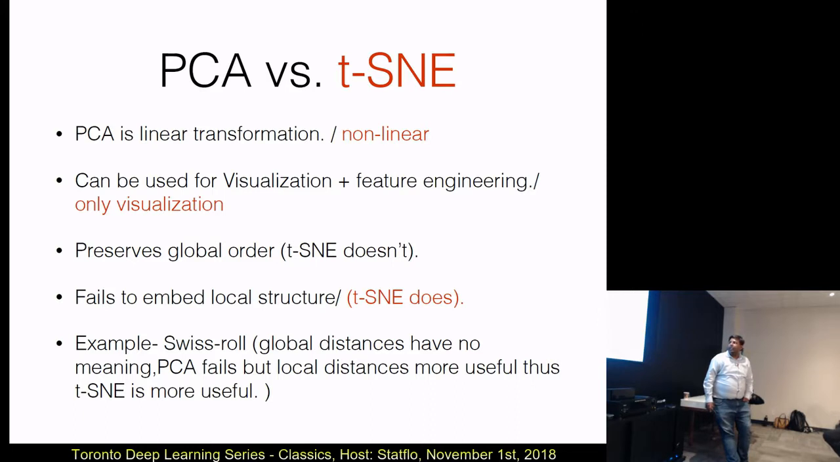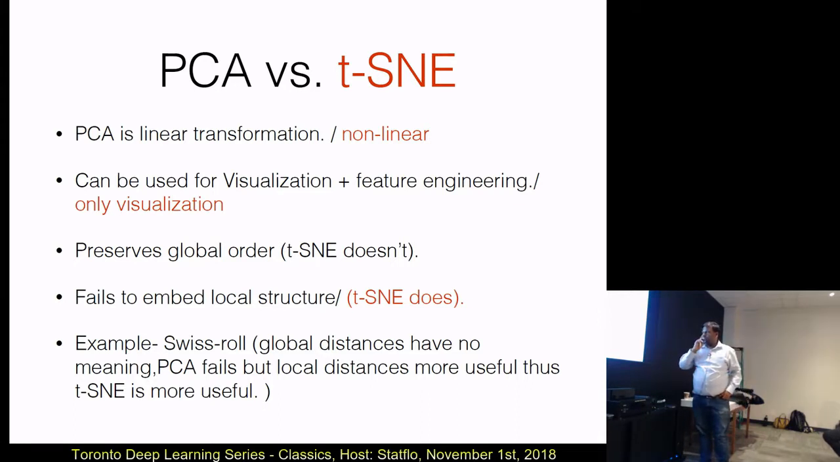The first thing is that PCA is a linear transformation, t-SNE is a non-linear transformation. PCA preserves global structure, but does not really do much for the local structure. t-SNE does the reverse. We kind of went over this. The other thing is, with PCA you can do feature engineering, but with t-SNE you cannot do any feature engineering. There are no features that you can pull out.